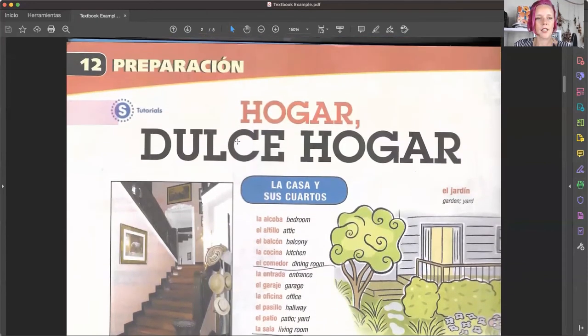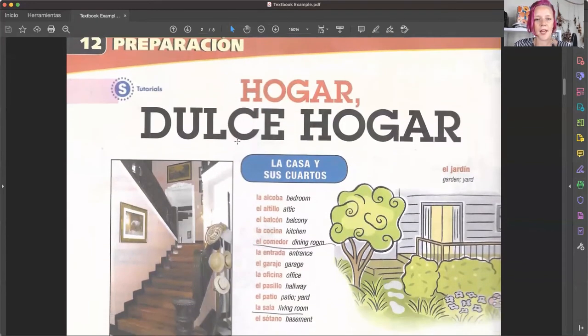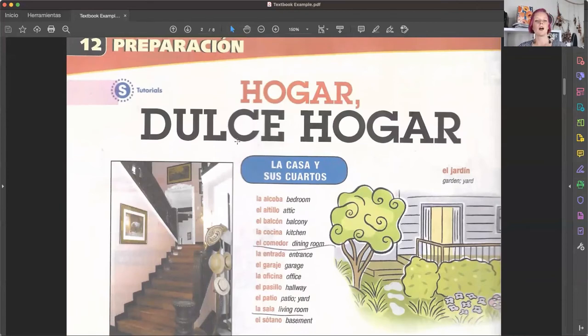All right, so let's take a look at this here. This first page is Hogar, Dulce Hogar. You can tell that this chapter has to do with los quehaceres, house vocabulary, and chores. What we're going to be coming up on is you'll see that it's a lot of commands, which in Spanish goes well with the subjunctive because a lot of those meld together.